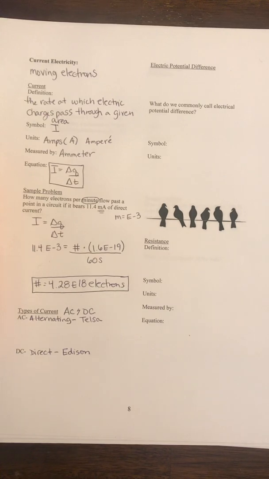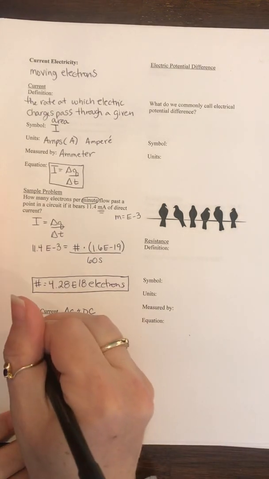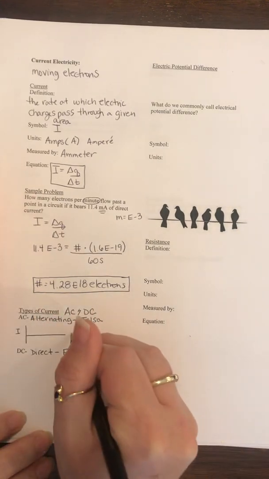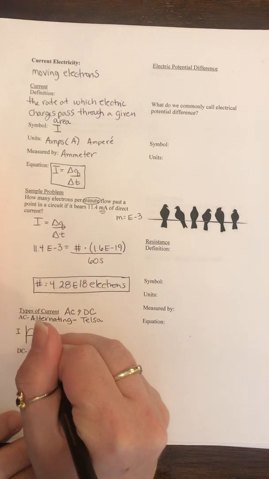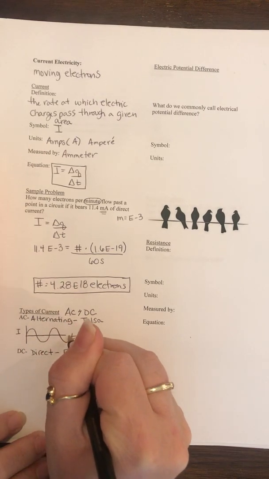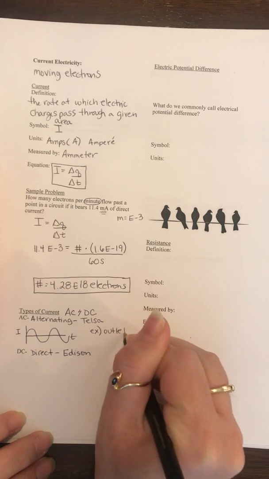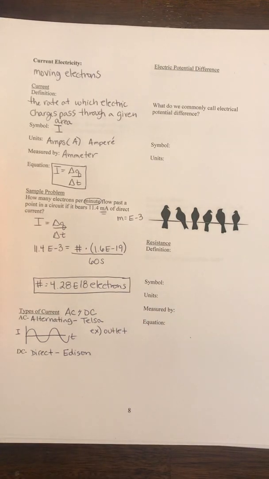And the idea is that he came up with this alternating current that instead of current remaining flat, if we make a graph of current versus time, we would see that the current would alternate, okay? And an example of this is the type of current that comes out of your outlet. So when you plug something into an outlet, it's alternating current.